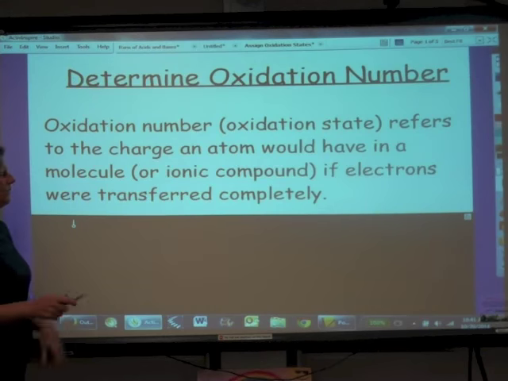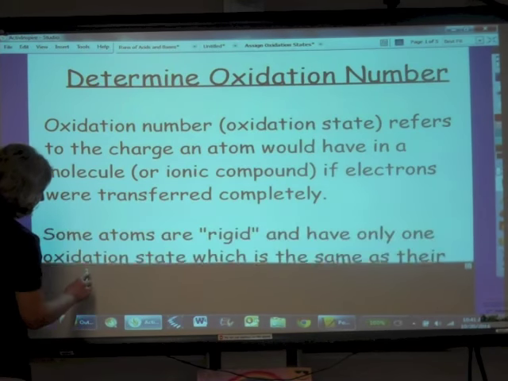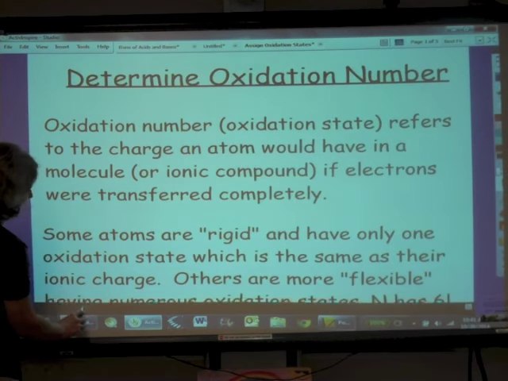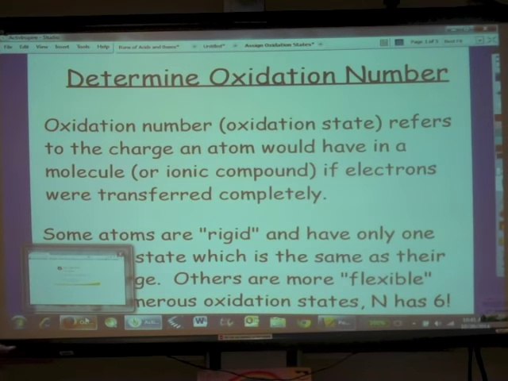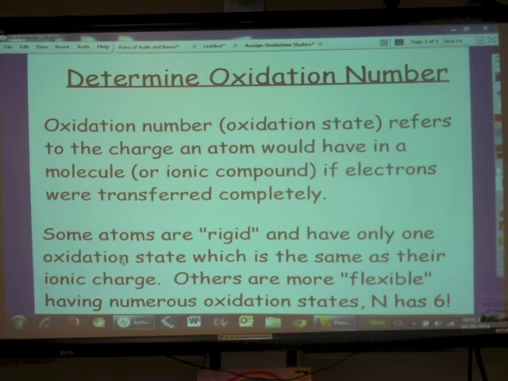But you guys, it's a bookkeeping tool. That's what it is. It's kind of imaginary. It's not in ionic compounds, but in covalent it is. Okay. Some atoms are rigid, and they have only one oxidation state, which is the same as their ionic charge. For instance, sodium. Sodium, if it's in a compound, is always positive 1, the same as its ionic charge.